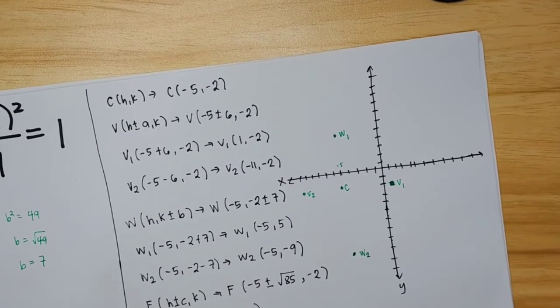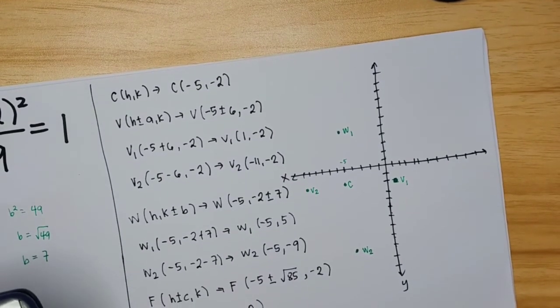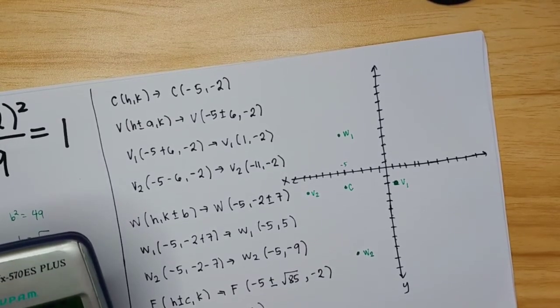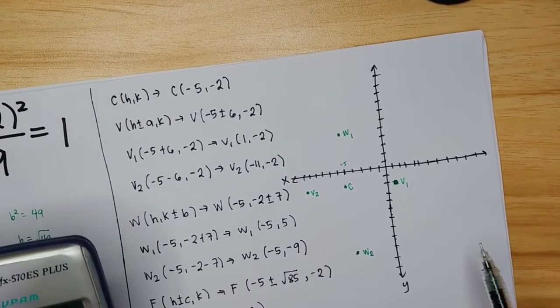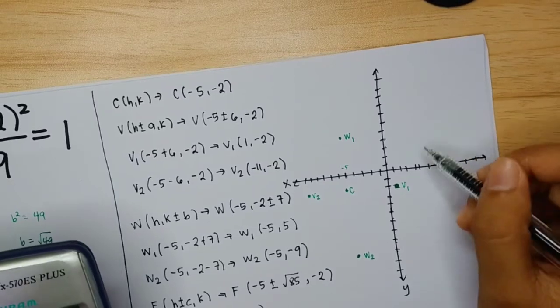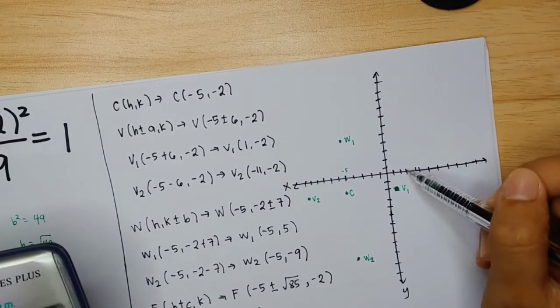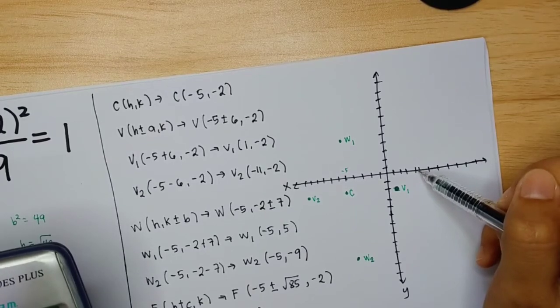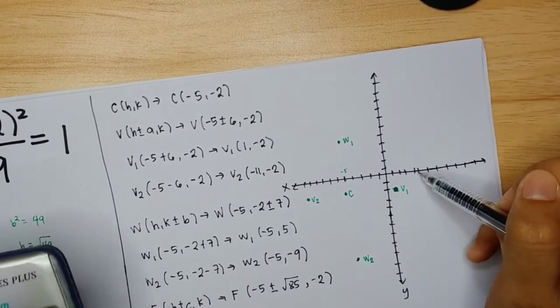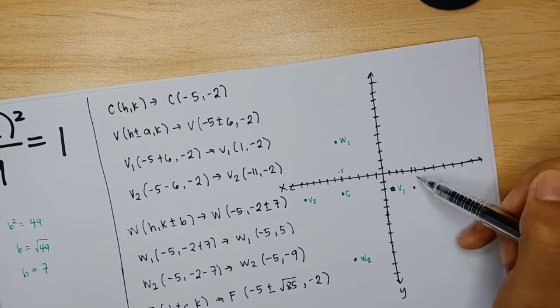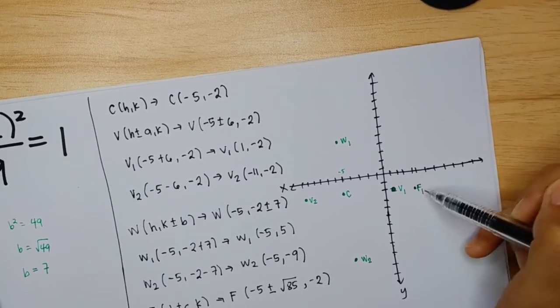So, ilan ba ito? Negative 5 plus square root ng 85. This is, okay, positive 4 point something. So, we have 1, 2, 3, 4. So, this is somewhere there. Then, we have negative 2. So, somewhere here. So, yun yung sa F1 natin.